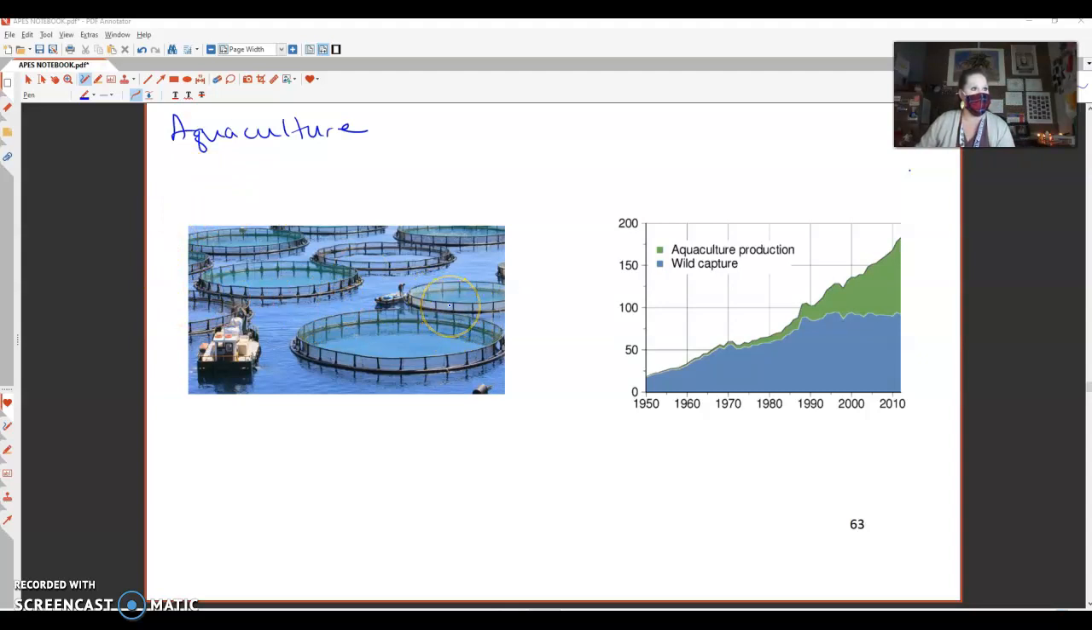Aquaculture is not using wild capture in the ocean. It's actually creating these units or these ponds where fish are grown in captivity. Okay? So, what are some pros of this type? It is highly effective. It requires less space.